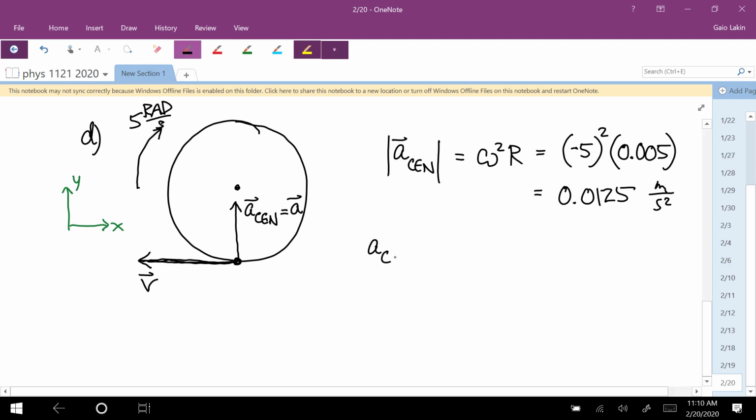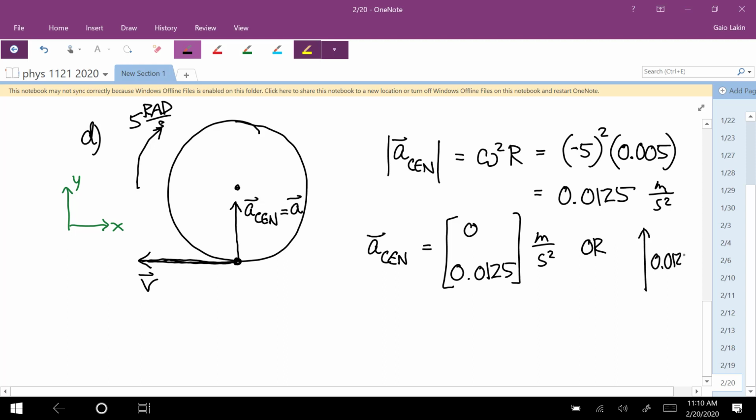So the centripetal acceleration is equal to 0, positive 0.0125 meters per second squared. Or you can just think of it as this way with a magnitude of 0.0125 meters per second squared.